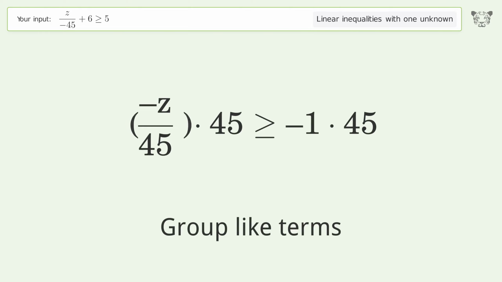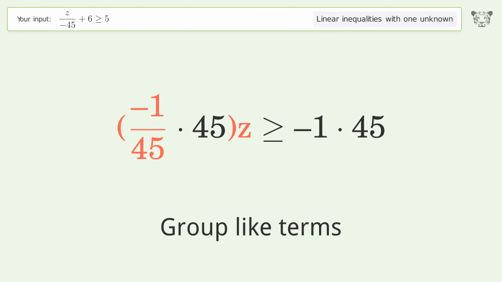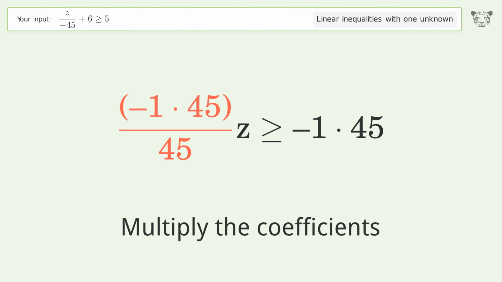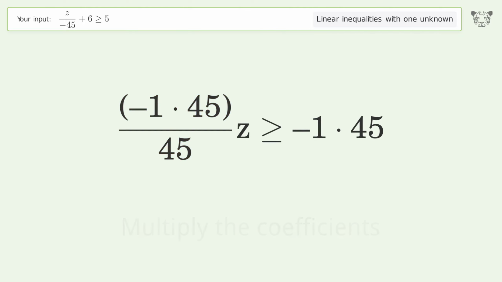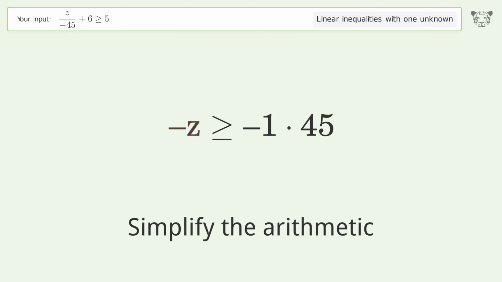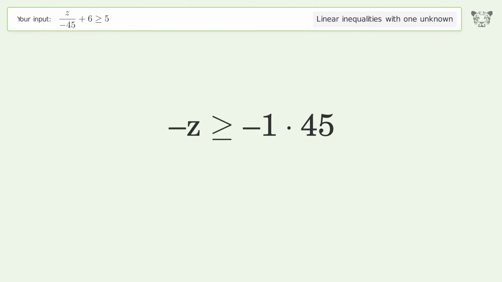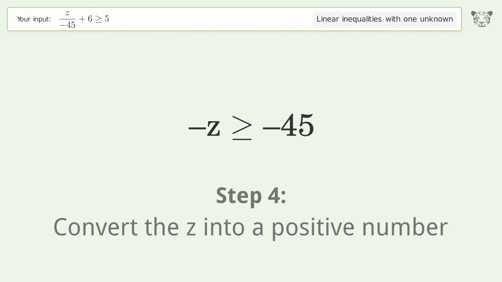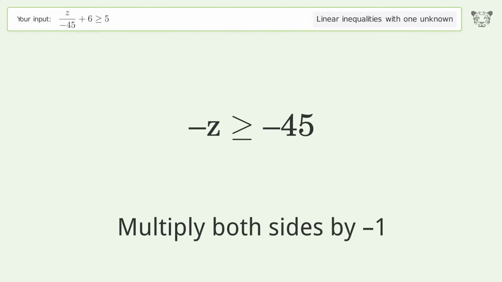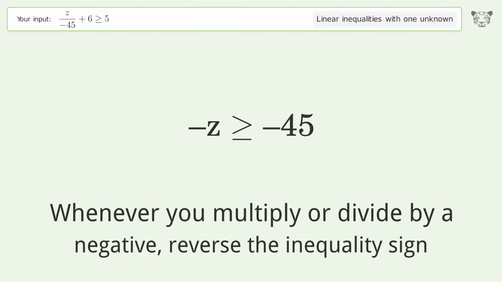Group like terms. Multiply the coefficients. Simplify the arithmetic. Convert the z into a positive number. Multiply both sides by -1. Whenever you multiply or divide by a negative, reverse the inequality sign.